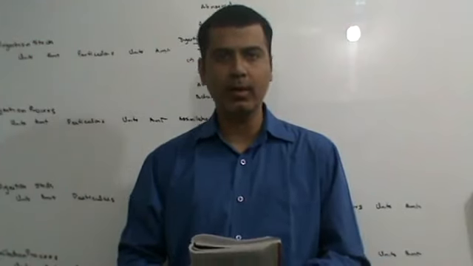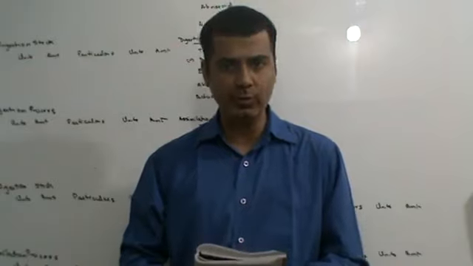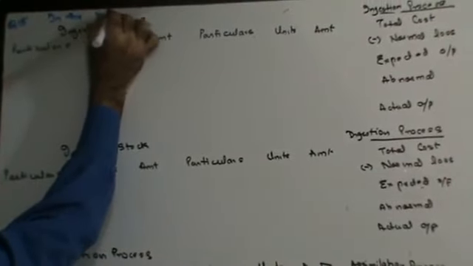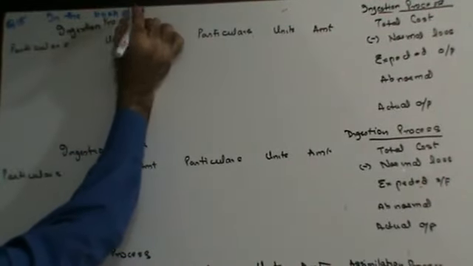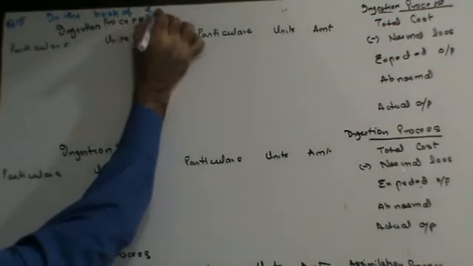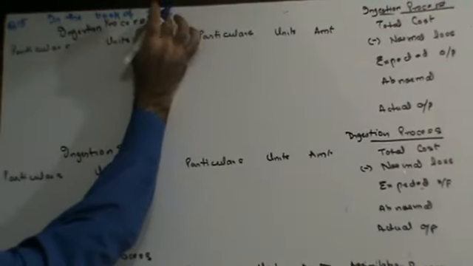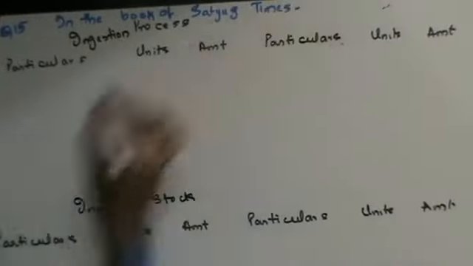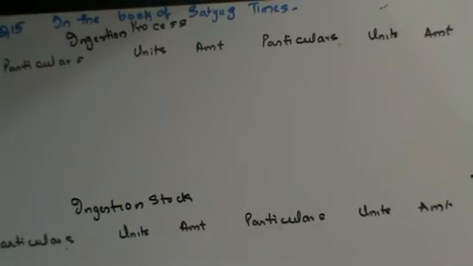I am Sunil Mirwani and today we will be doing this chapter called process costing. We are going to do question number 15 in the books of Satyuk Times Limited. They've given you three processes: ingestion, digestion and assimilation. Now let's see how we do the sum. First let's transfer the entries, guys.